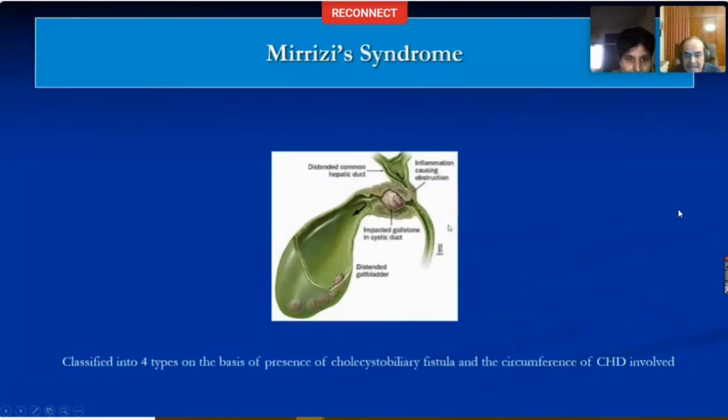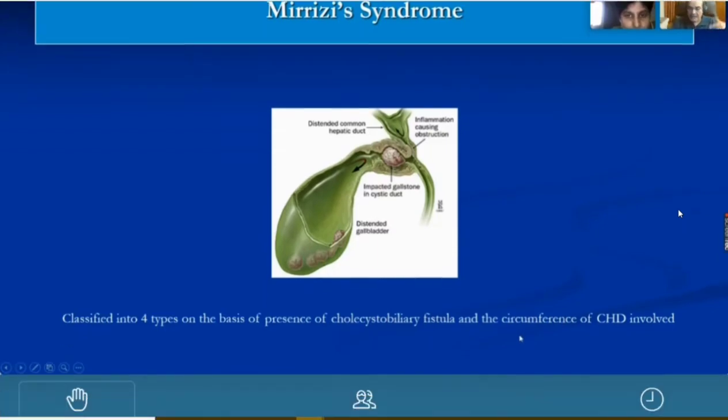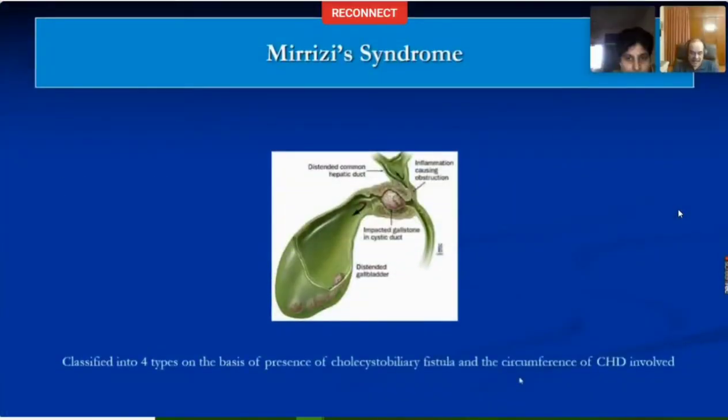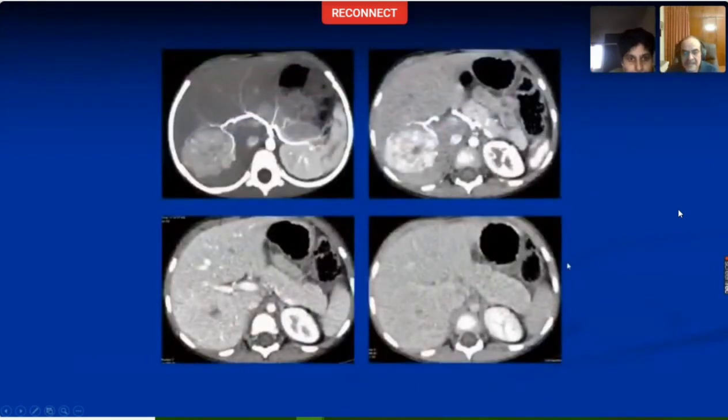Okay, that's a schematic diagram showing you how an impacted calculus in the cystic duct produces inflammation. These patients very often have a cholecystobiliary fistula. Depending on how much of the circumference of the common hepatic duct is involved, there are classifications. They can be classified into 4 different types. This fistula, unfortunately, is very difficult to pick up on imaging. Surgeons will come back and tell you that they found a fistula, but on imaging, it is very hard to demonstrate that cholecystobiliary fistula.